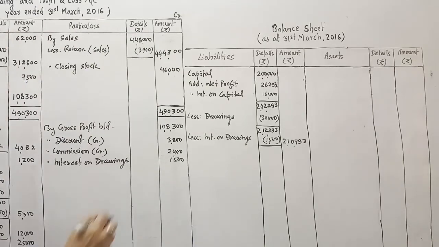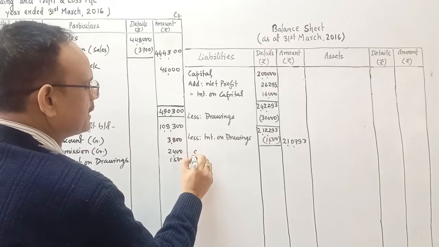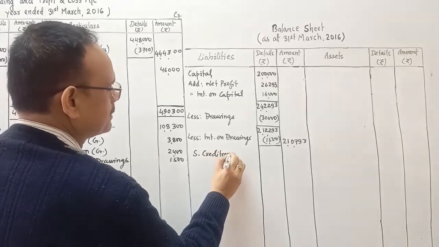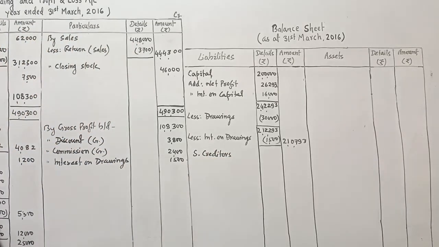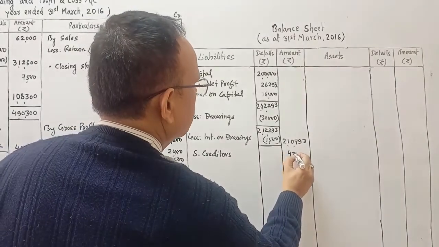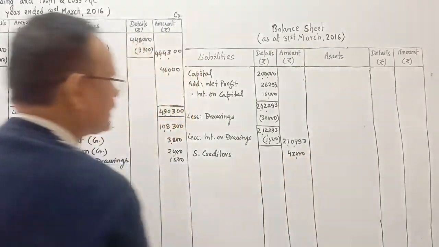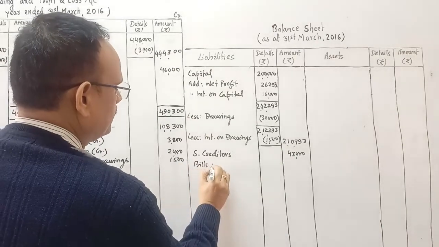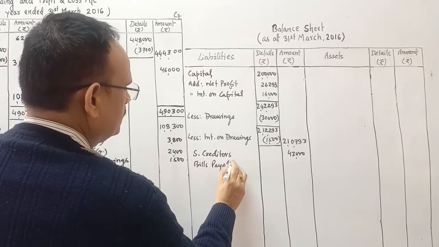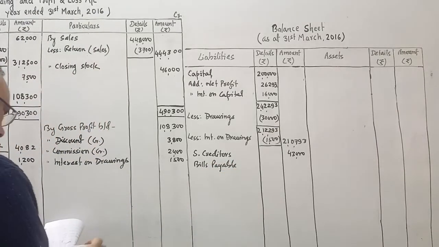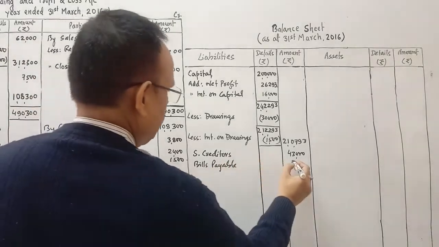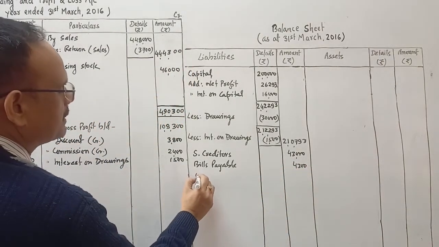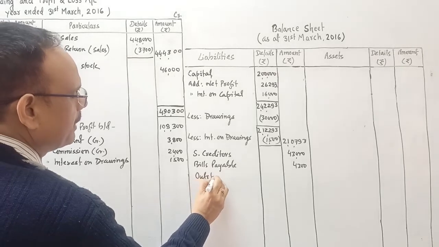2,10,793. Thereafter you see in the liabilities in the trial balance, sundry creditors. Sundry creditors is given in the trial balance, 43,000. Okay, and thereafter you see bills payable, given in the trial balance, 4,300 is bills payable. Thereafter you see outstanding salary which is given in the trial balance.